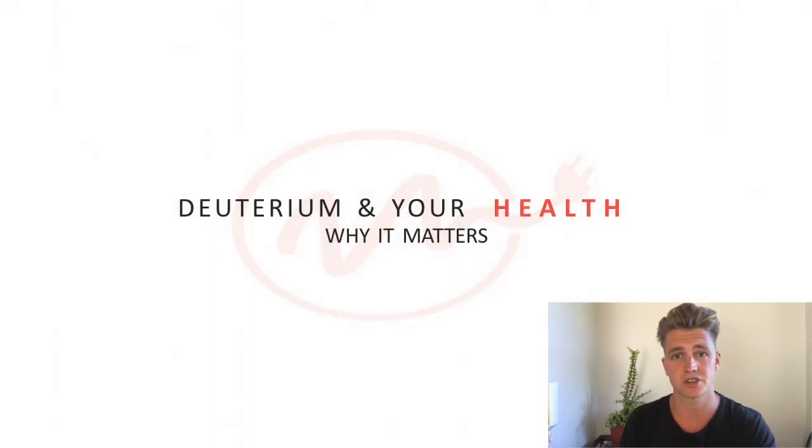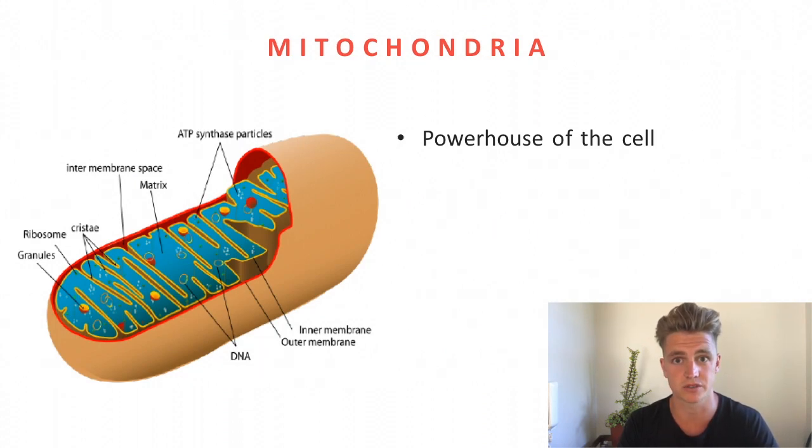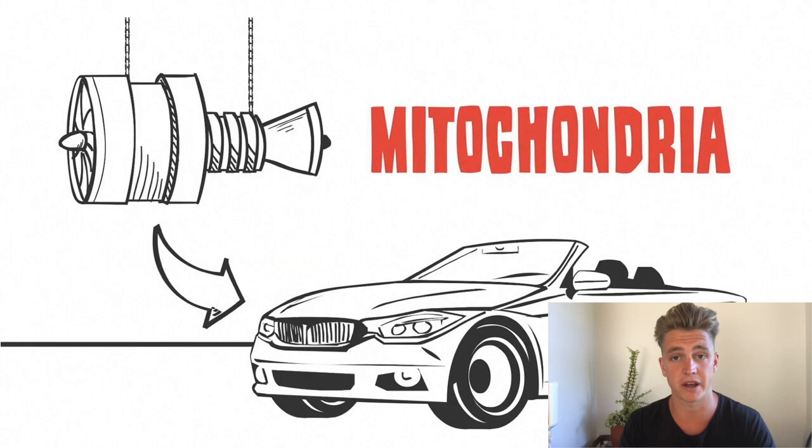So now let's quickly touch on some of the mechanisms of how deuterium affects our health. And it's going to be really simple stuff, but basically, just in case you don't know, for those who aren't familiar, your mitochondria is basically the powerhouse of your cell, and it generates ATP or energy for whichever cell that it's in. So a good analogy to think of is that the mitochondria is like the engine to the car. So it provides the source of power and movement in whichever specific cell that it's in.